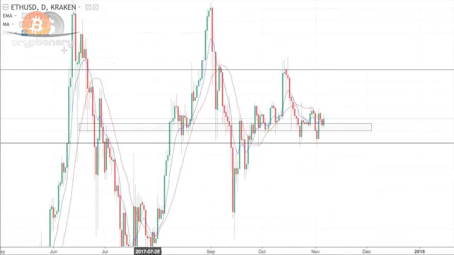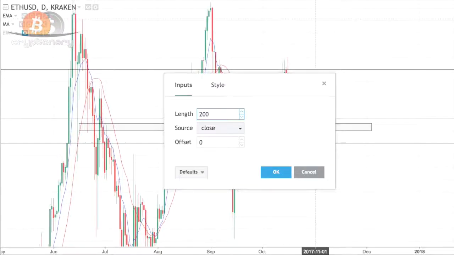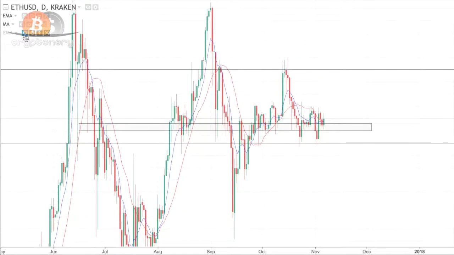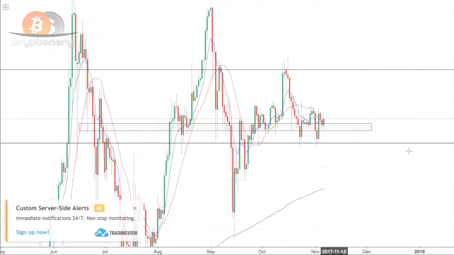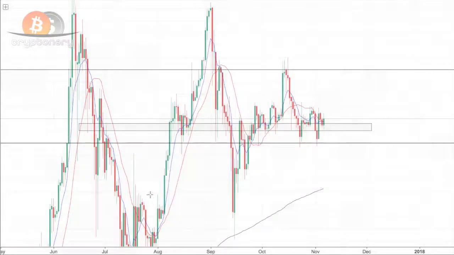So we'll go back to Ether for this example. So if I click on this EMA here, you'll notice we have the 200 length applied to the close. All we do is we simply untick this, as I already have this set. Now this is a much longer time frame and takes account the past 200 days worth of data, not just the 8 or 18 days.